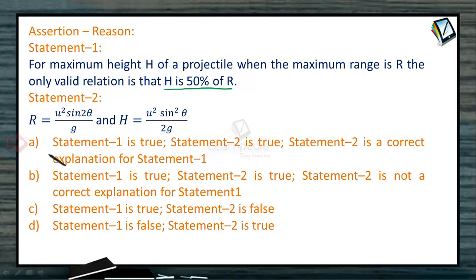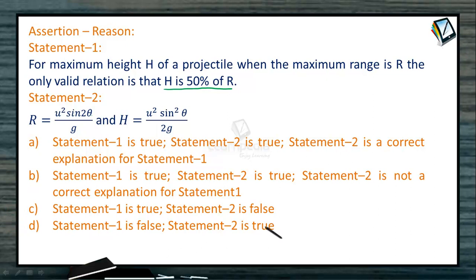So four options are here. Statement 1 is true, statement 2 is true, statement 2 is the correct explanation of statement 1. Statement 1 is true, statement 2 is true, statement 2 is not the correct explanation of statement 1. Statement 1 is true, statement 2 is false. D option, statement 1 is false, statement 2 is true.